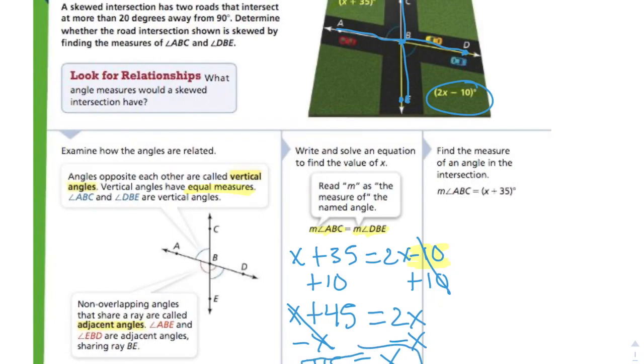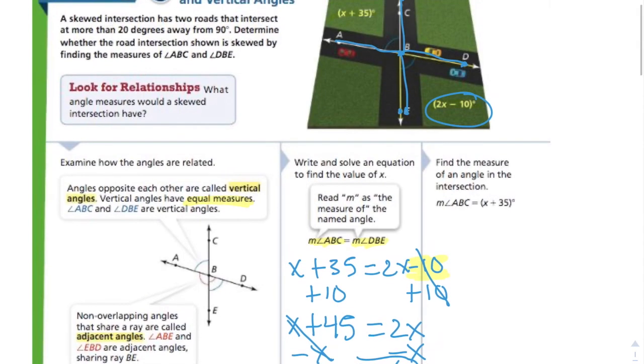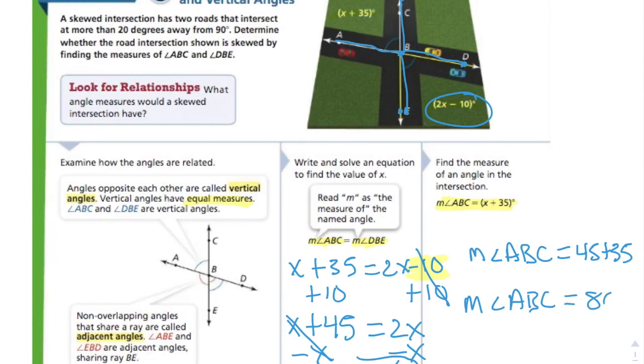Now that I know what x equals, now I can actually find my angle measure. So for example, we know again, ABC, the measure is x plus 35. And we just found out that x actually equals 45. So what I can do here is I can substitute in that x. So I can say that the measure of angle ABC equals 45 plus 35. So now I know that my measure of angle ABC is 80 degrees.